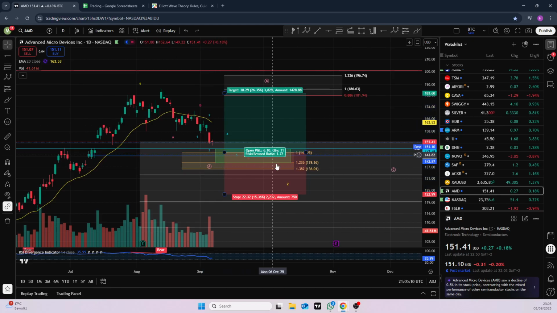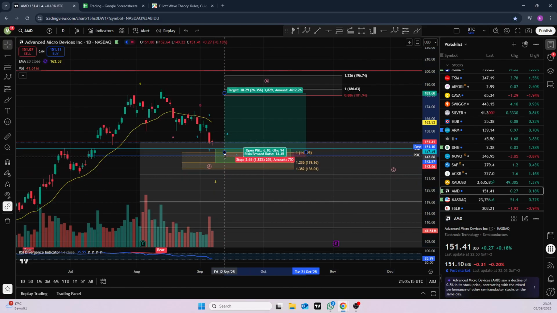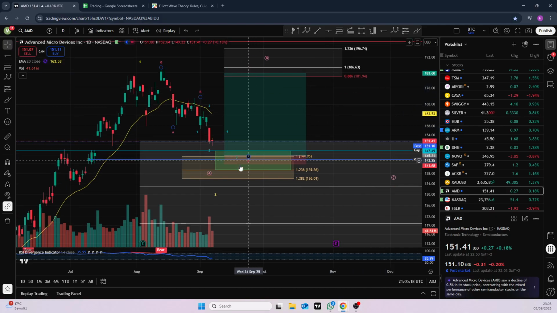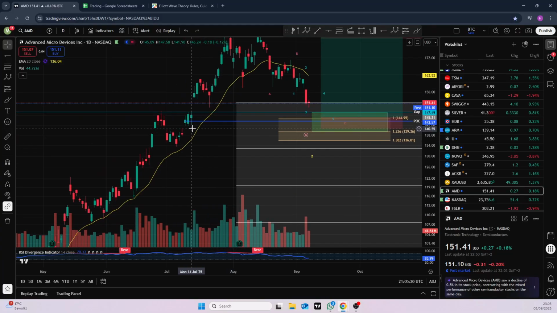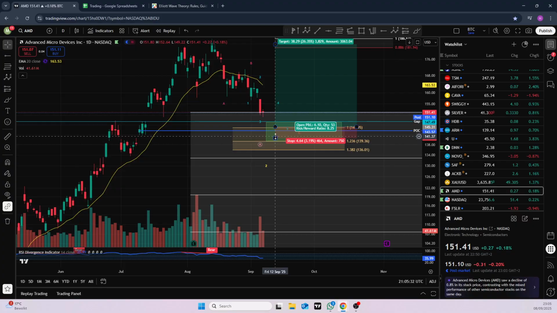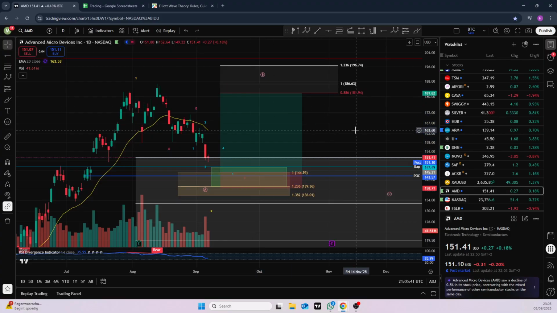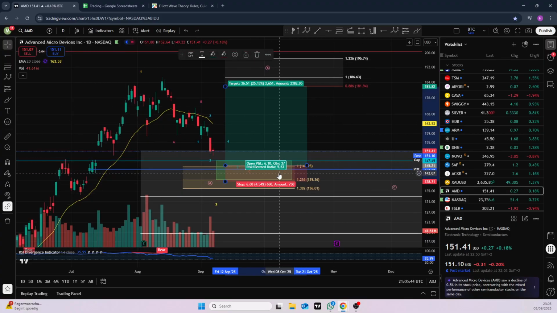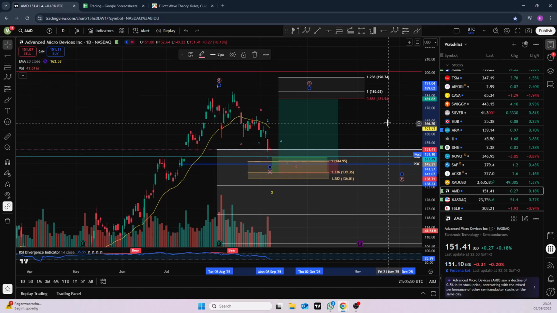No matter if it's the start of the wave 3 or just the B wave bounce, I think it's still a nice setup if you take this point of control and put the stop loss underneath it, depending on yourself, how much you want to risk. Maybe if I take the next fib target and go a little bit under that one, I would have a risk reward ratio of 5.5, which is pretty nice.